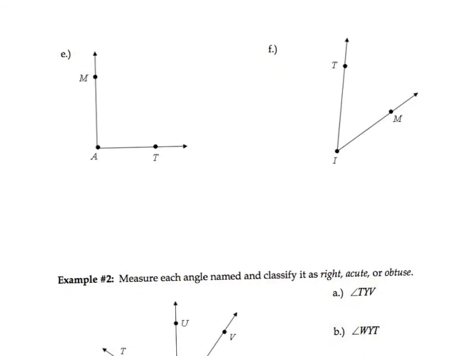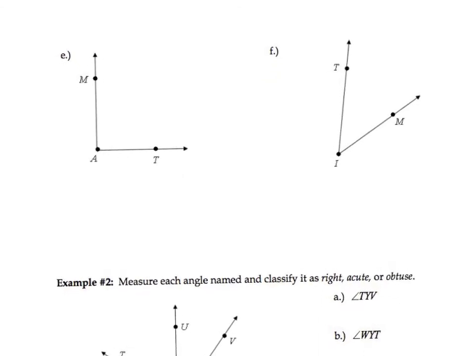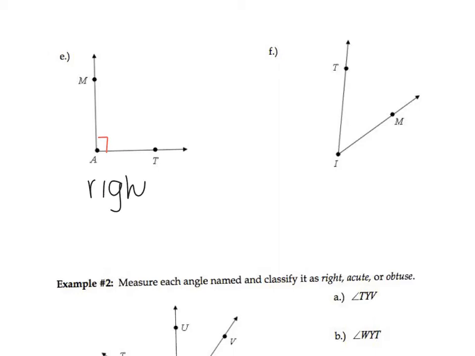Two last examples. Without a ruler for sure, if I look at angle E, if I were to draw a straight line up from A, it would pretty much match up with my ray AM. So I'm just going to assume without a protractor that this is a 90-degree angle, but if you have one, please double check. So I'm going to go ahead and say this is a right angle.